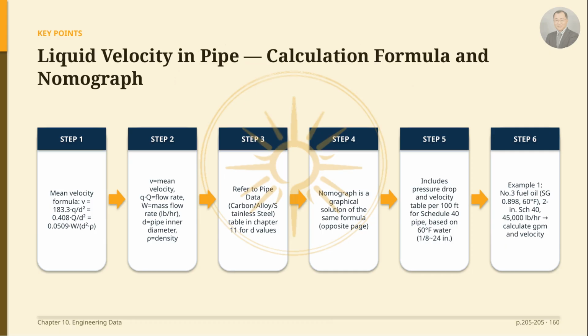I would like to introduce the calculation of the velocity of liquids flowing in a pipe. The mean velocity of a flowing liquid can be found using a formula or the nomograph on the opposite page. The nomograph is a tool that provides a graphical solution to this formula. The mean velocity, V, is calculated as 183.3 times q divided by d squared, or 0.408 times q divided by d squared, or 0.0559 times W divided by D squared times density.